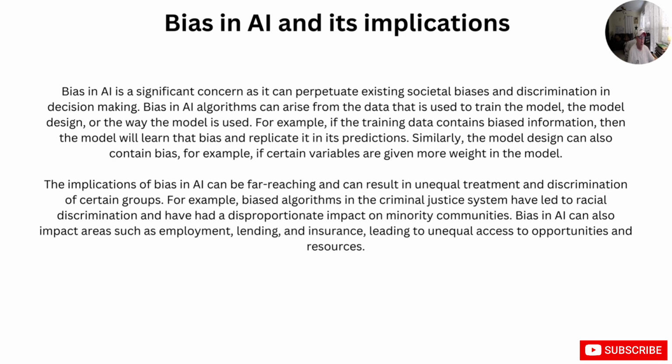Similarly, the model design can also contain bias. For example, if certain variables are given more weight in the model.